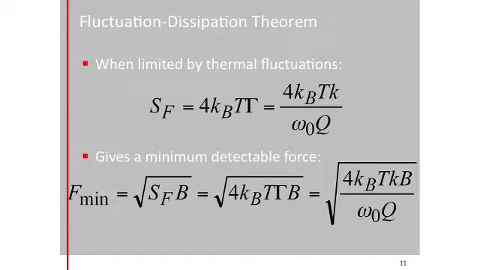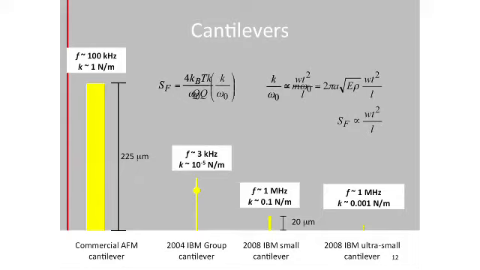So you just multiply the spectral density by the bandwidth of your measurement and take the square root, and you find essentially that the minimum force that you can measure is given by this expression. So we should find cantilevers that really minimize this expression. And you can again go through Euler-Bernoulli and try to find out which of these cantilevers would be the best for this kind of measurement.